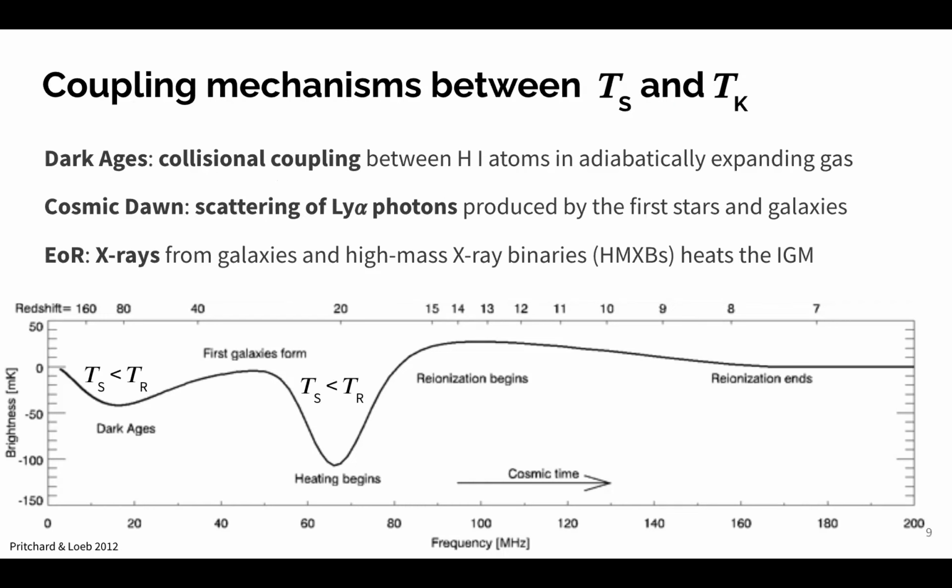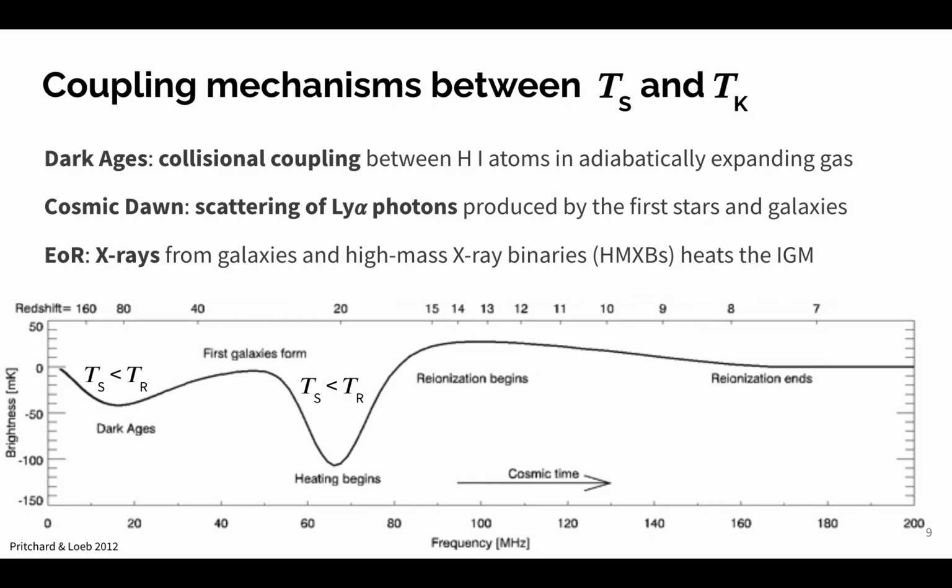So let's talk about those two troughs. There's a coupling mechanism that occurs between the spin temperature and the kinetic temperature, and this is what allows the spin temperature to be driven below the background temperature. In the dark ages, because it's very dense, we have a bunch of neutral hydrogen atoms, and there's a collisional coupling that occurs between them. Because those are within an adiabatically expanding gas, as the universe is expanding at that time, the gas is cooling faster than the CMB is cooling. So essentially the gas is cooler than the background because of that adiabatic expansion, and the spin temperature is less than the background in the dark ages for that coupling reason.